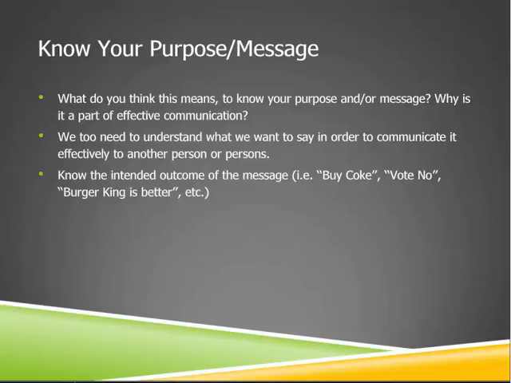The other part of knowing your purpose and message is to know the intended outcome of the message. For example, when I communicate to you with an advertisement, I'm going to want you to buy Coke after you see the advertisement, or vote no, or think that Burger King is better than this brand. So not only do you need to know what you want to say to communicate your thoughts or your meanings, but you're wanting to communicate what you're intending the outcome to be, which is different than the message you're trying to communicate.